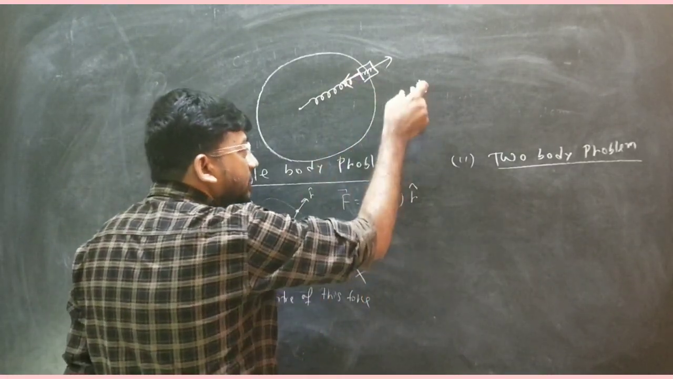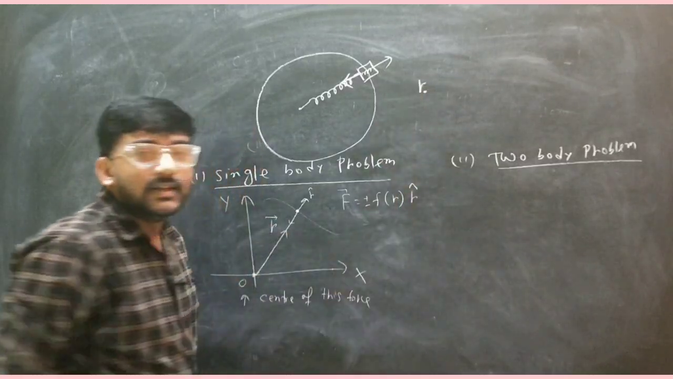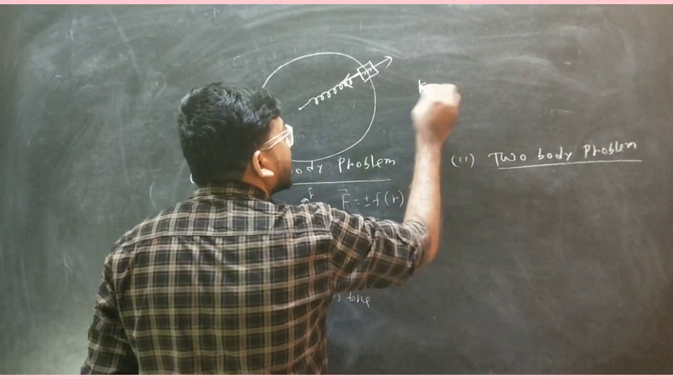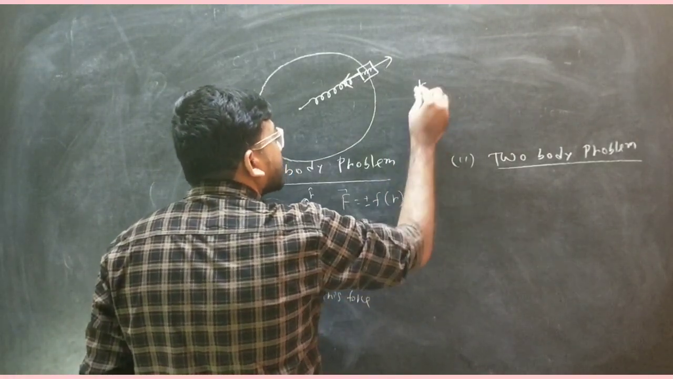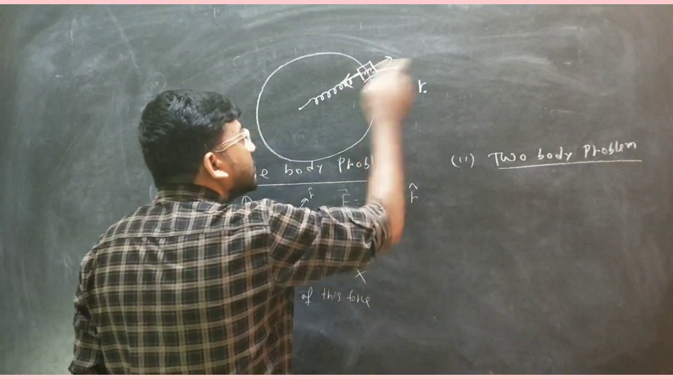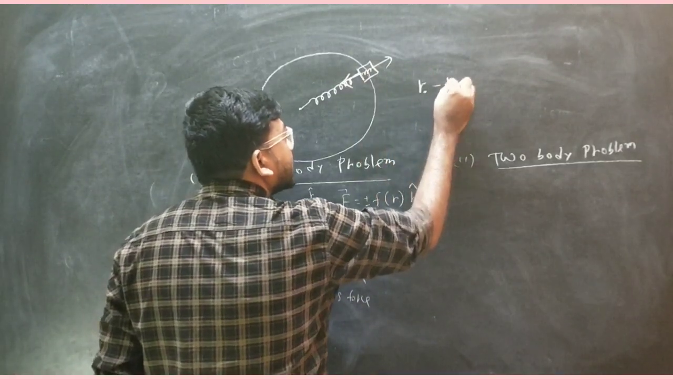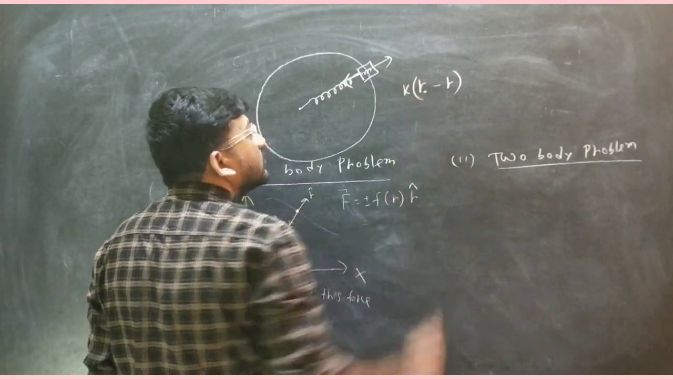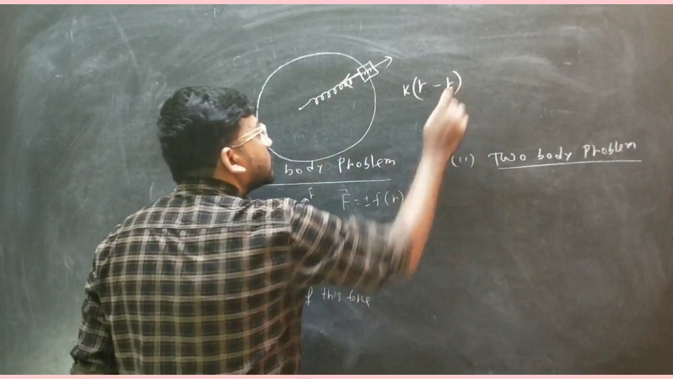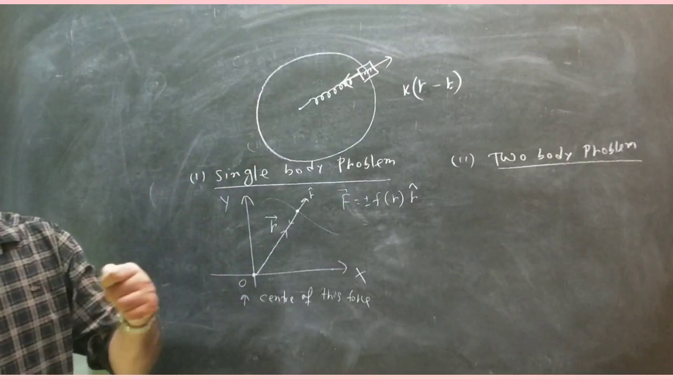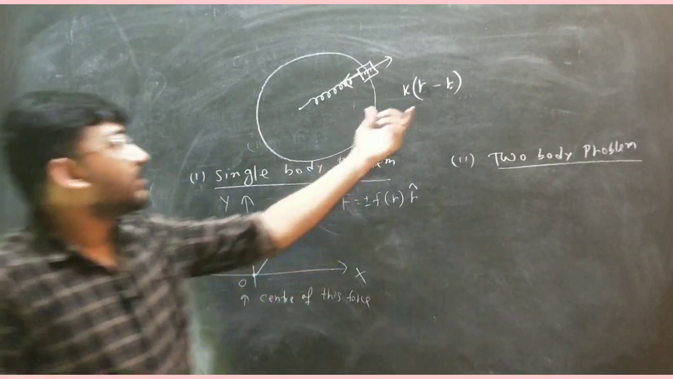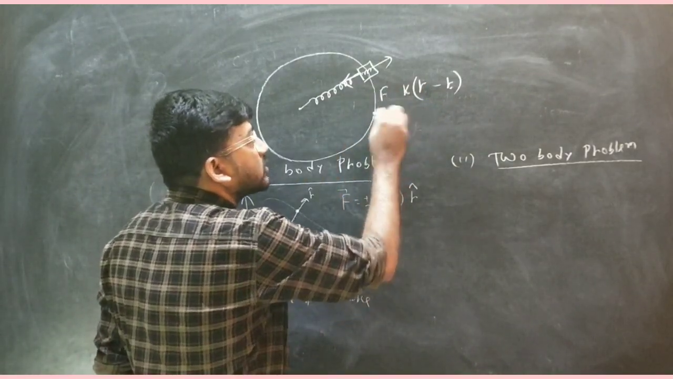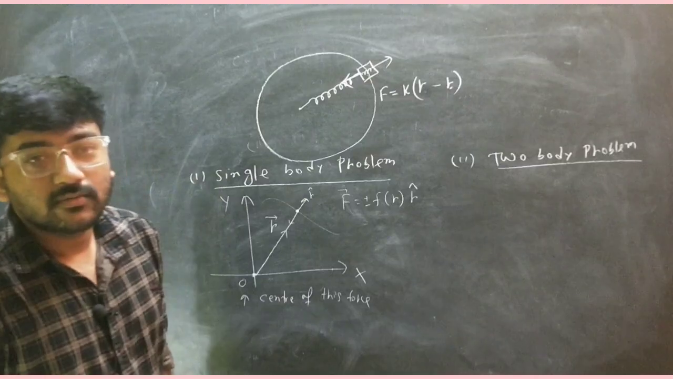So the centrifugal force acting on this system will depend only on the position r. If its natural length is r naught, after stretching its length will be r, and the stretch will be r minus r naught, or you can say r naught minus r. So it will be k into r minus r naught. It will depend on whether it is stretching or compressing.